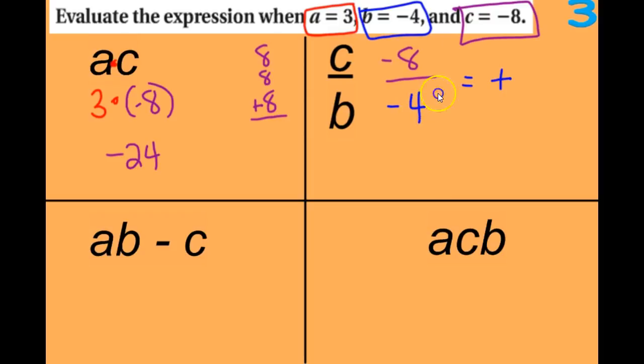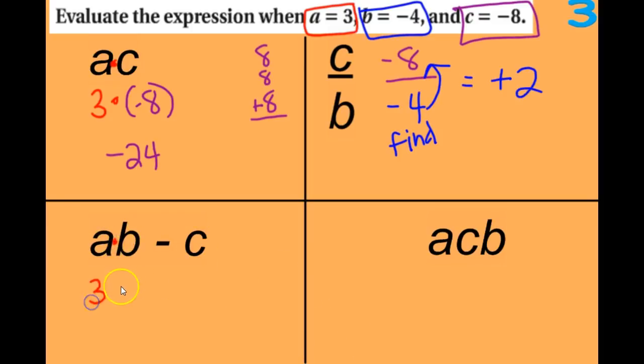How many times does 4 go into 8? Well, 4 times 2 would give us 8. Again, if you need to use your multiplication table, find 4 and follow it to 8. Next, we're getting a little bit more advanced. We have A times B, then subtract C.